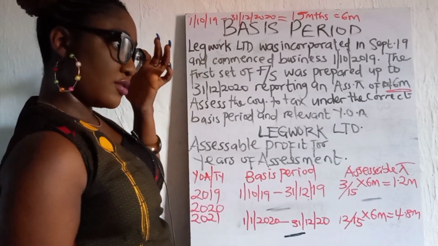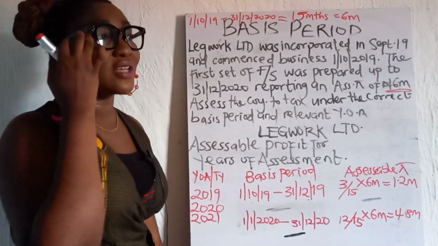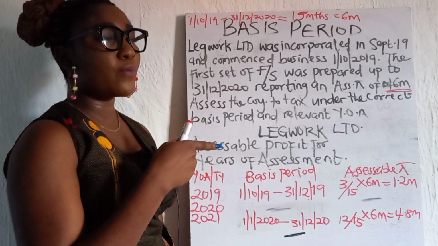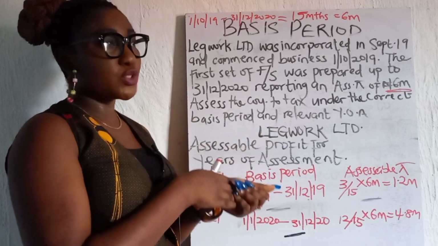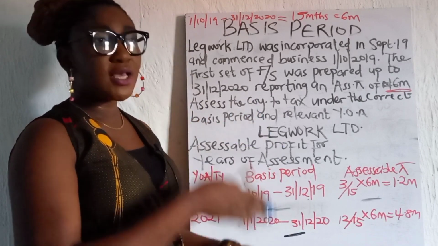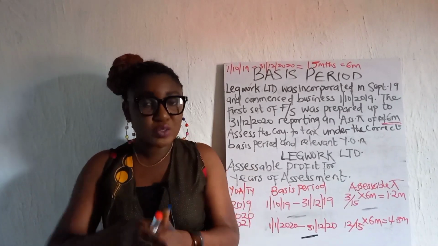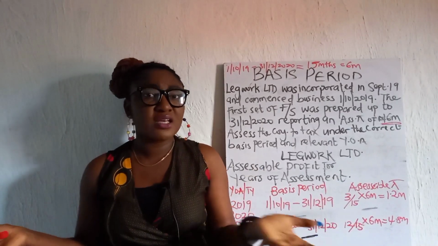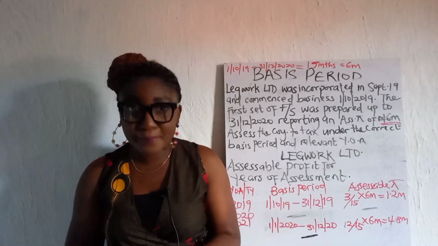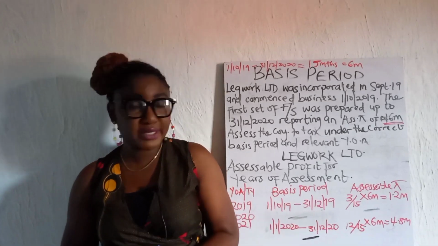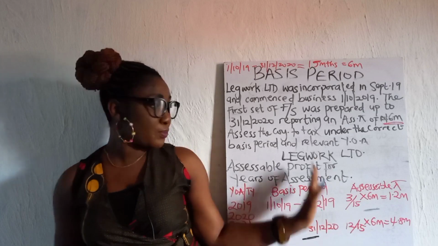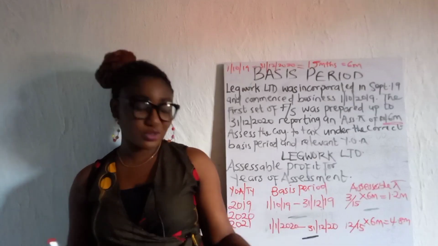So that's it. If you are given an example that is before 2020, the old provision applies. And if you are given an example from 2020 and above, the new provision applies. Then you start looking out for overlapping. If there's overlapping in your commencement example, when you're putting your basis period, you now try to adjust the overlapping.